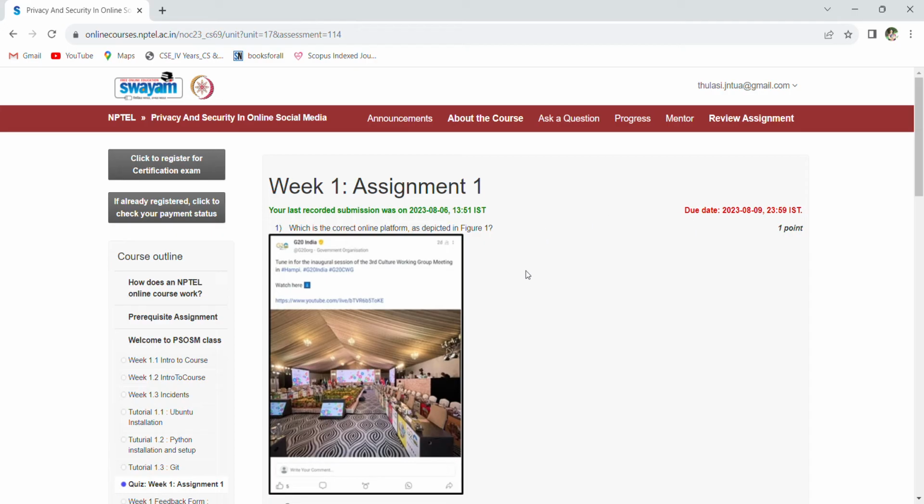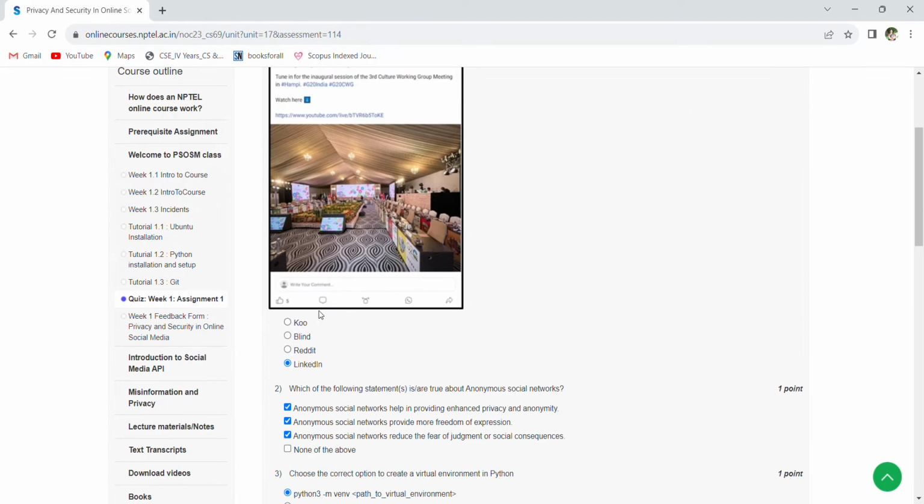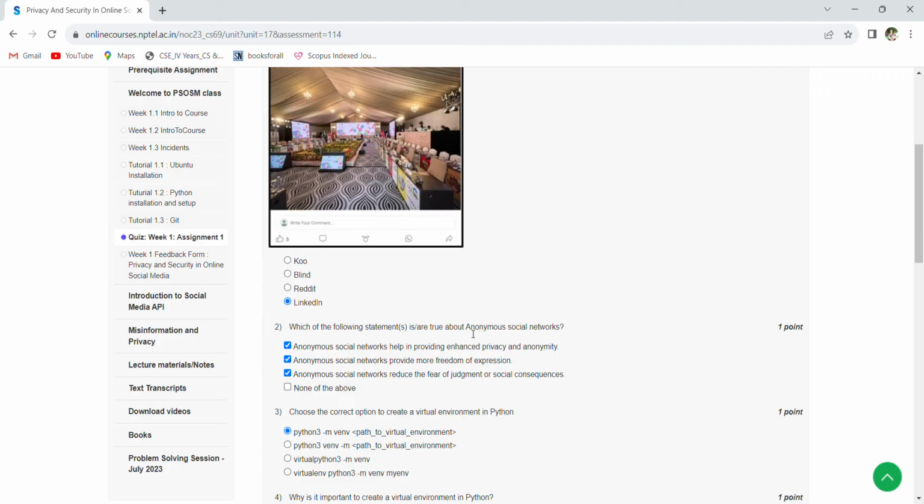Which is the correct online platform for figure one? He had given a screenshot, that is LinkedIn. And which of the following statements are true about anonymous social networks? Anonymous social networks help in providing enhanced privacy and anonymity. They provide more freedom of expression. They reduce the fear of judgment or social consequences.